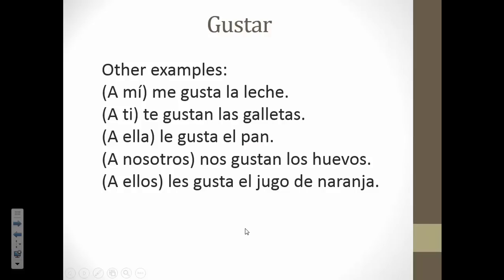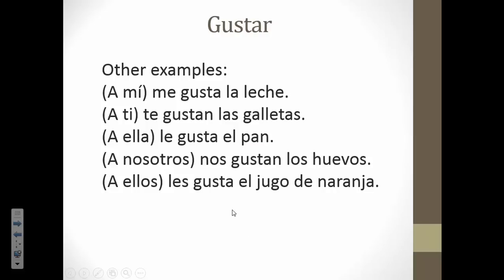Here are some other examples. A mí me gusta la leche. I like milk. Notice gusta because leche is singular and la because leche is feminine. A ti te gustan las galletas. You like cookies. Galletas is plural, therefore we changed gusta to gustan. And we used las because galletas is not only plural, but it's feminine.